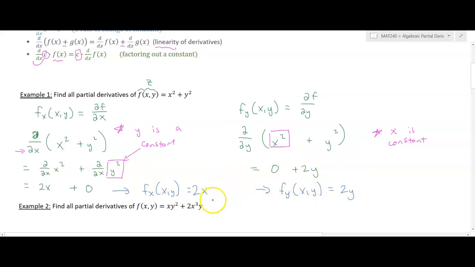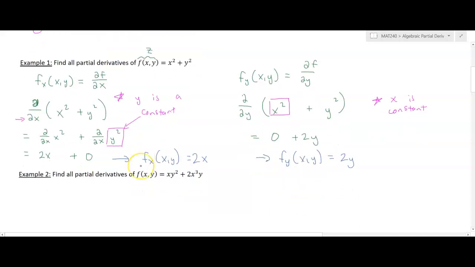And so these are our two partial derivatives. Now, they may not always look like this, where you say, oh, so if the derivative with respect to x is 2x, then the derivative with respect to y must simply be 2y. That's not always the case. That just happens to be because both of our variables are squared in our f of x, y function.